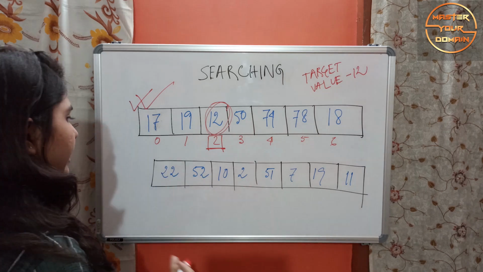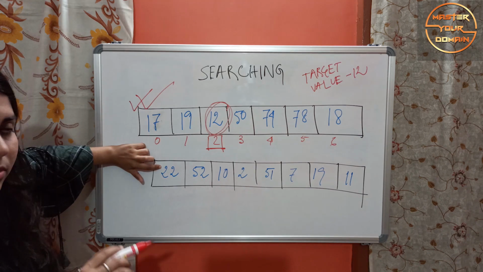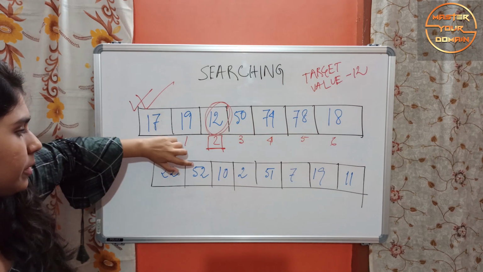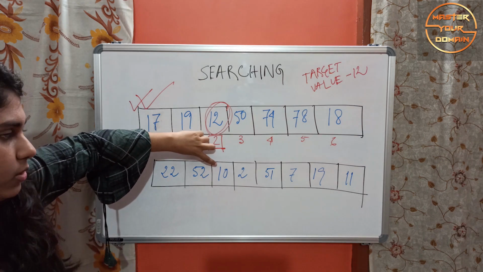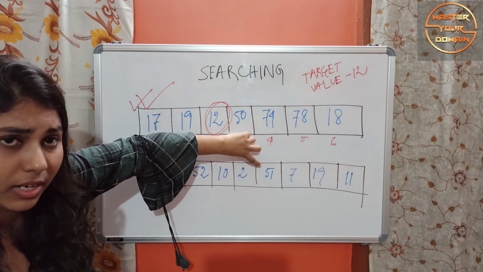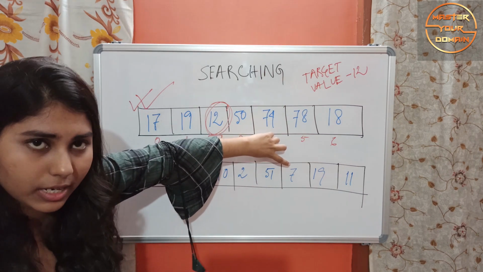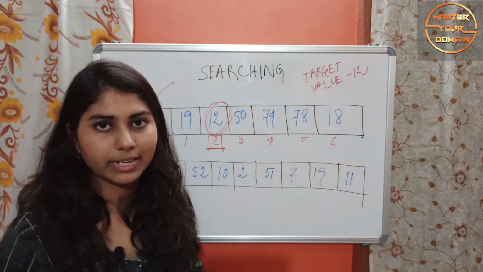So let's check in the second array. The first element of the second array is 22. This is not 12. Let's move further. 52. Again no. 10. Again no. 2. No. 51. Again no. 7. Again no. 19. No. 11. No. And the array ends here.